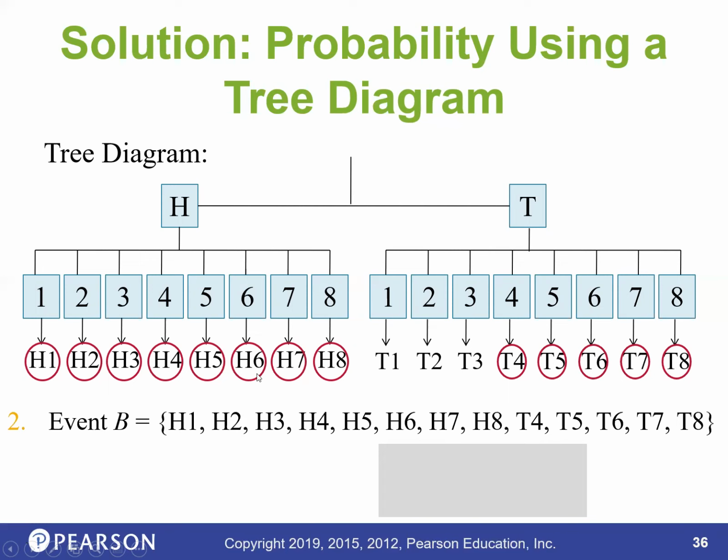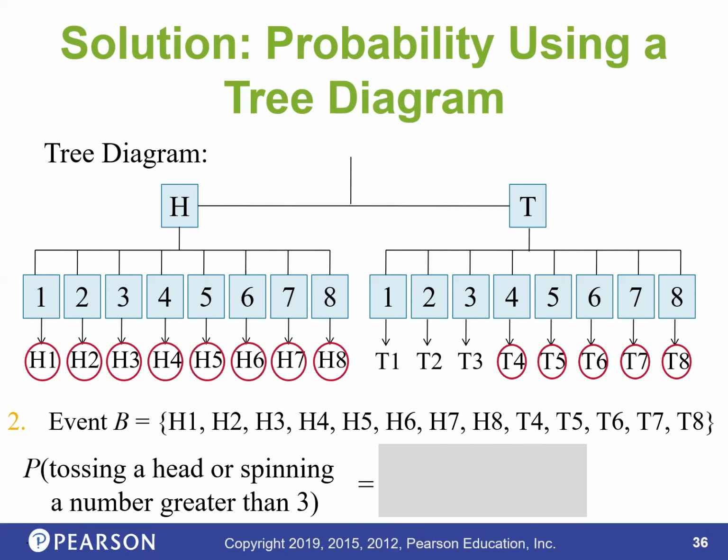Good. How do you get rid of that so you're not double counting? So probability, very important: how do I not double count stuff? And the answer here is 13 out of 16.